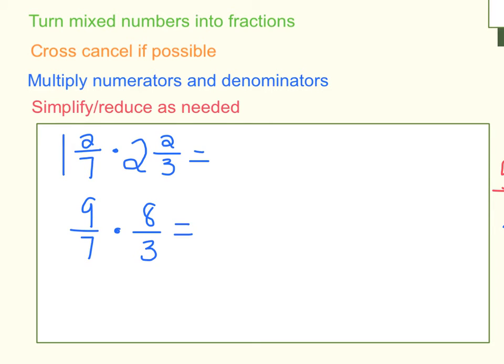Step 2. Lo and behold, 3 is a factor of 3 and 9. So 3 goes into 3 once and into 9 3 times. Then I have 7 and 8 left. 7 and 8 cannot divide each other, and they have no common factors besides 1, so they'll stay the same. Now I have 3 times 8 is 24/7. Step 4 is simplify and reduce as needed. Well, 7 can go into 24 3 times, and that would give me 3 left over. 24 sevenths becomes 3 and 3/7.